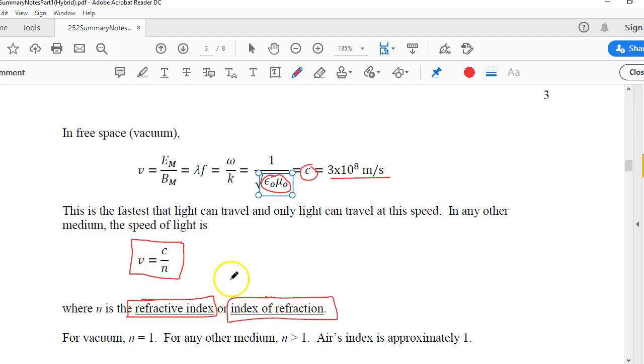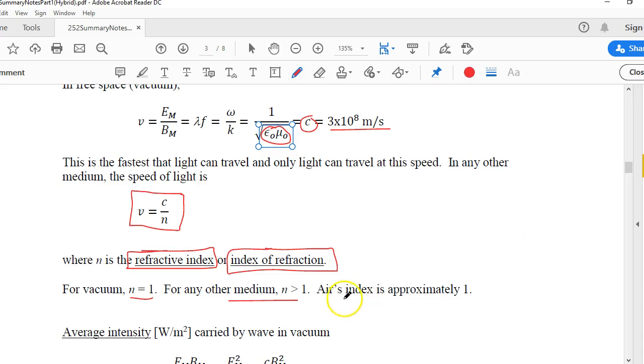It is a pure number, and what is the smallest it can be? Well, the fastest that v can be would be c in vacuum, so that corresponds to a value of 1 for free space. And in any other medium, v is going to be less than c, so n is going to be bigger than 1. So for any other medium, n is going to be greater than 1.